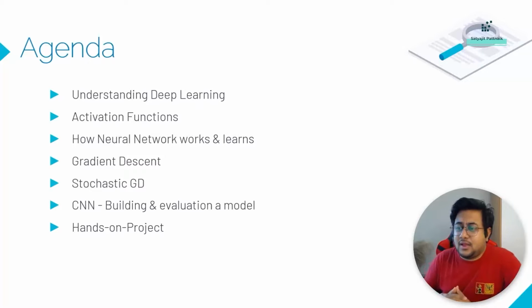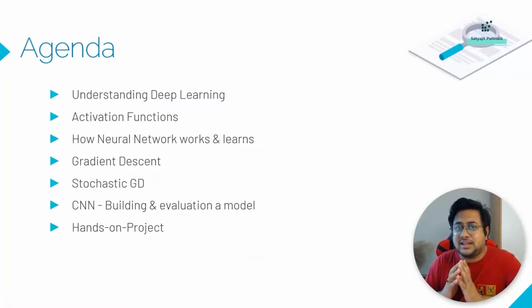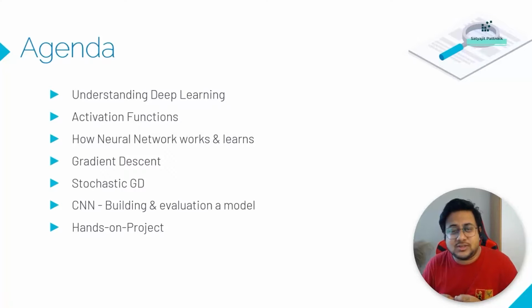Apart from that, we'll jump directly into CNN. What exactly is CNN? What type of problems do we solve with CNN? What are the different types of CNN we have? CNN 1D, CNN 2D, CNN 3D. How do we build a CNN and evaluate a model? And last but not the least, we'll be talking about an end-to-end project.